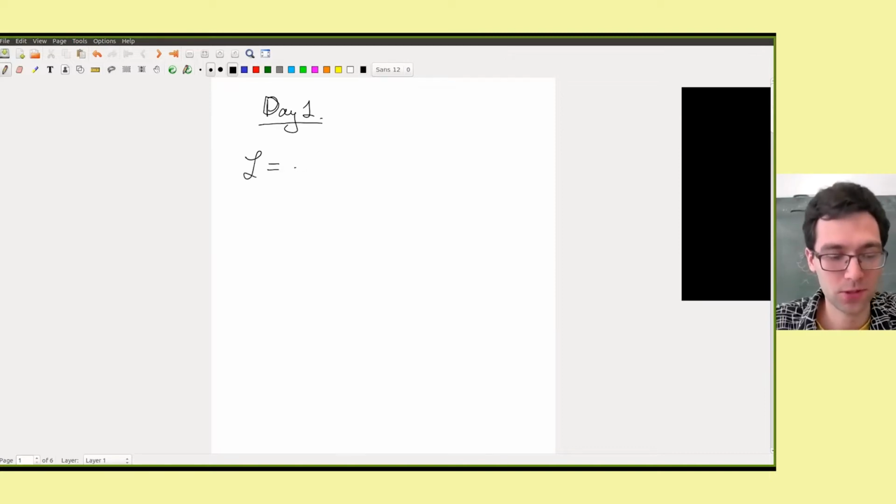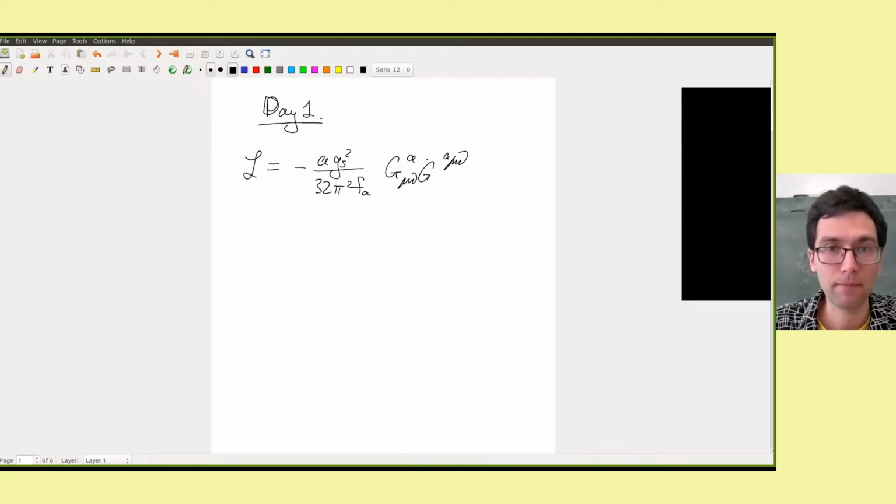So we have the Lagrangian, which I wrote in the notes for the exercises. It contains the gluon field and the dual gluon field, which couple to the axion. Here is the strong coupling constant squared and the axion decay constant. So the first thing we want to see is what symmetries the axion field has here.